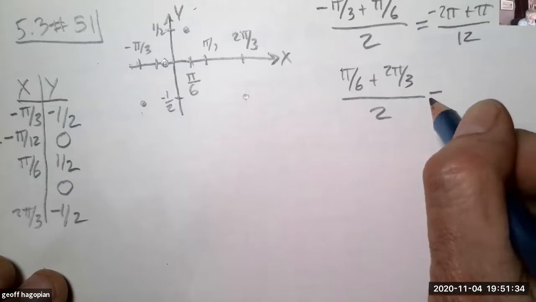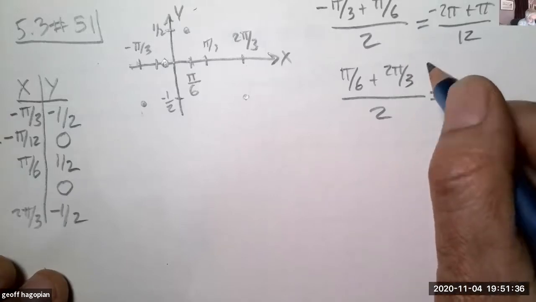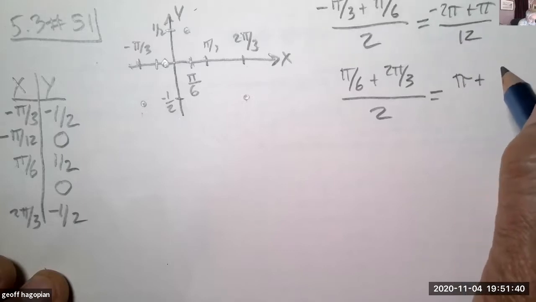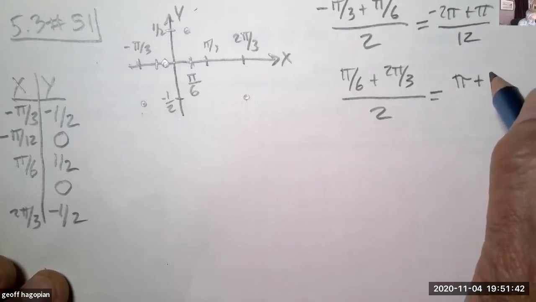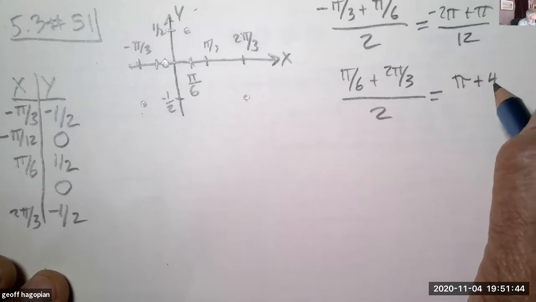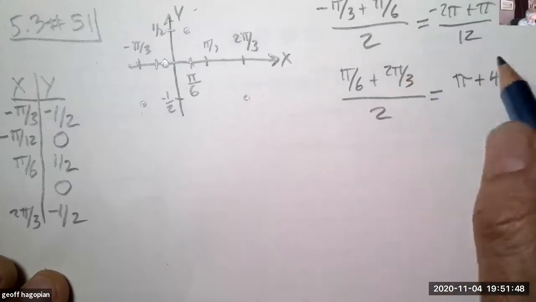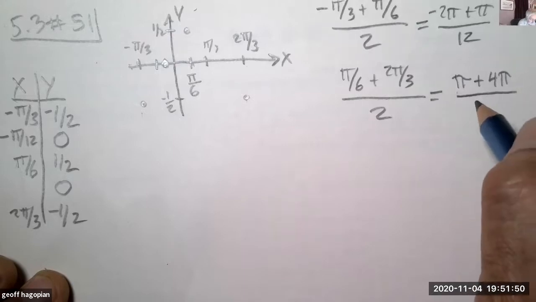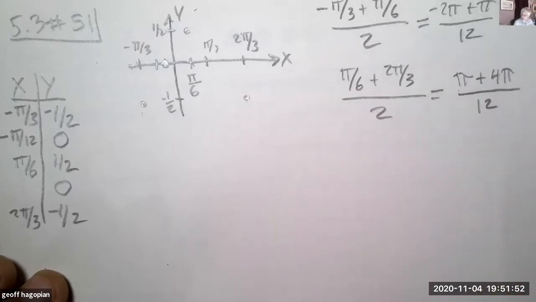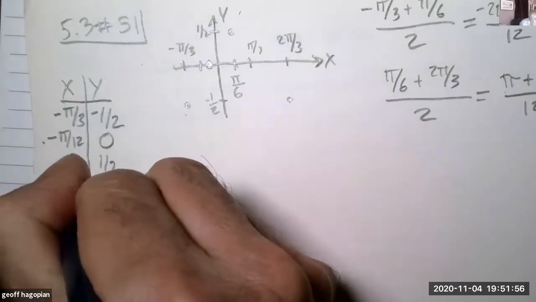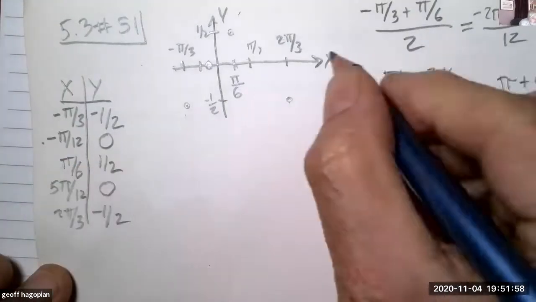And I could multiply the top and the bottom by 6 again. I get pi plus 4 pi. 3 goes into 6 twice. 2 times 2 is 4 over 12. So that's 5 pi over 12. So that's going to be the other point where we're at equilibrium.